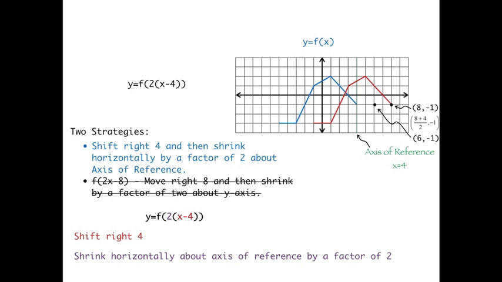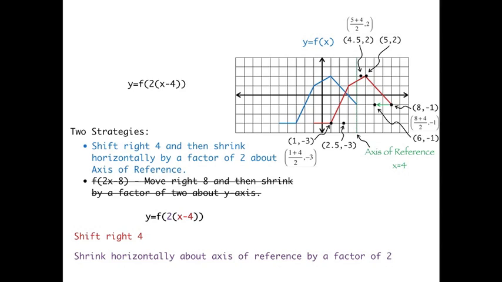If we pick some other points on this graph, we have 5, 2 up there. We need to scale it. We need to find the midpoint between the axis of reference and that point. In doing so, we get 4.5, 2. Picking another point, 1, negative 3. This time we'll be scaling to the right towards our axis of reference. We get 2.5, negative 3. So that point will be right there.